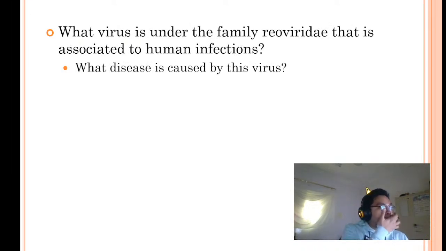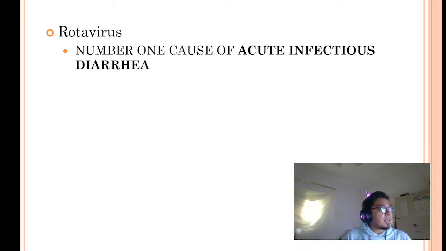Now, what virus under the family Reoviridae is associated with human infection? This is the rotavirus. Guys, please don't forget about rotavirus because it is the number one cause of infantile diarrhea. It was a board exam question, so please put a large star on this, highlight it, or pin it, because this is a board exam question from a test bank.